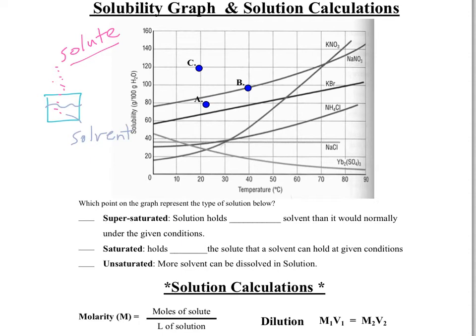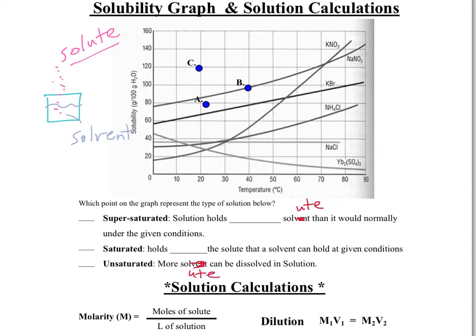So I have my three types of solutions. I have a supersaturated, a saturated, and an unsaturated solution. First, let's fix a couple typos on this page. This should be solute, and this should be solute.